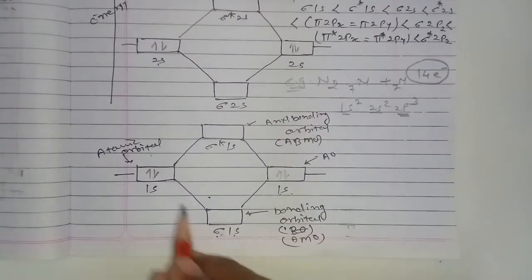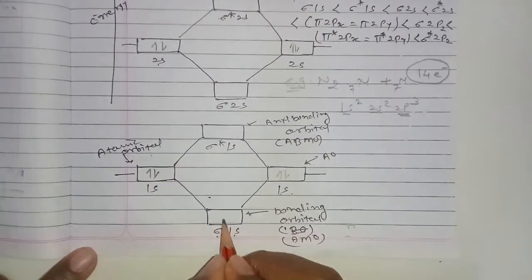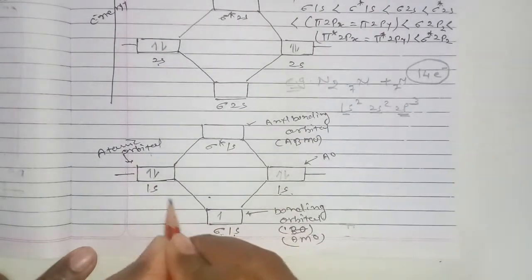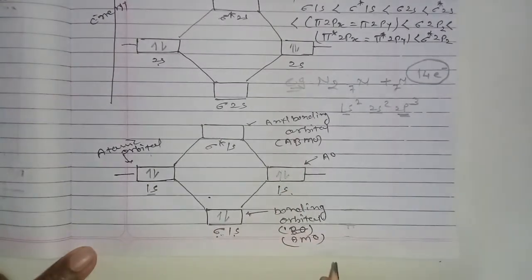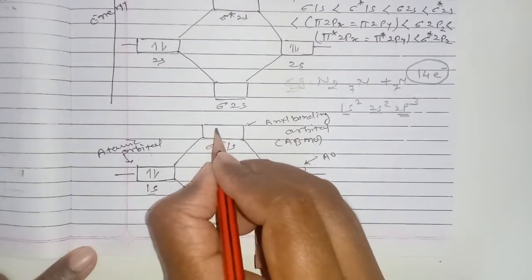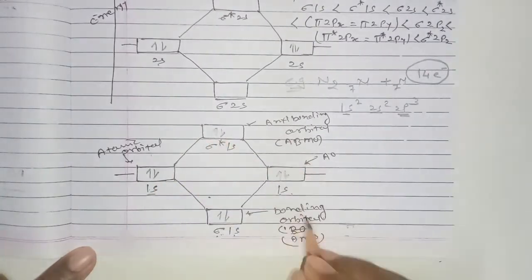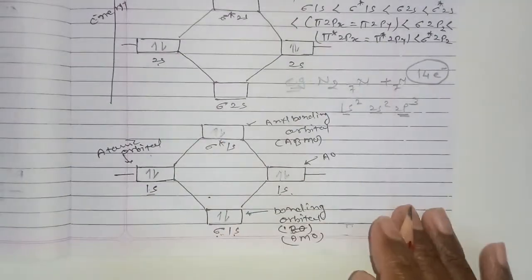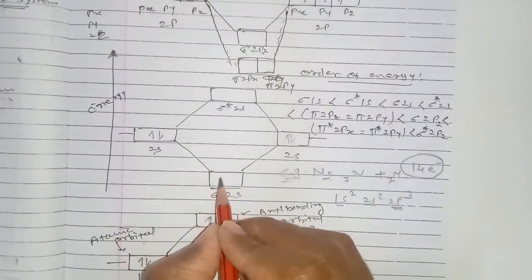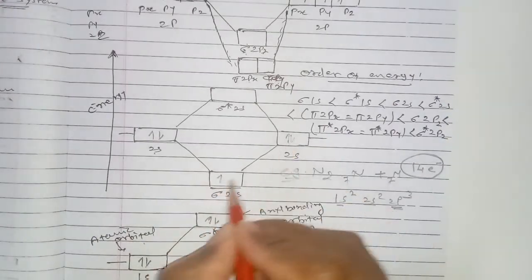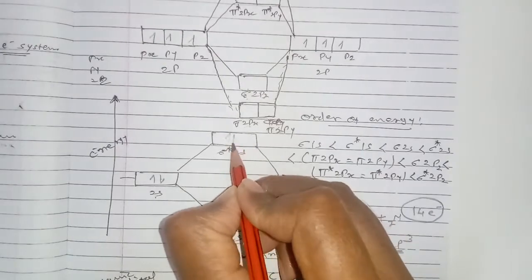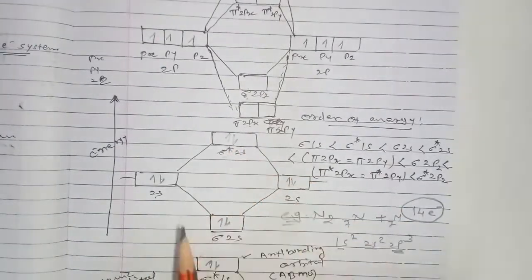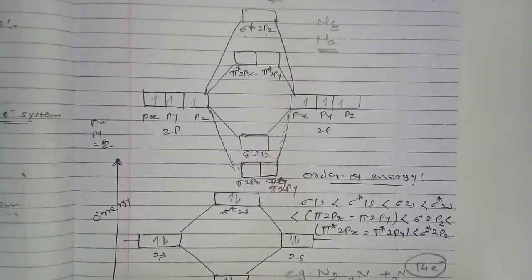Okay. Now the bonding orbital: 1 electron from the 1s orbital and 1 from the other 1s orbital, and 1 electron from each, so a total of 4 electrons. Then the same condition holds for the antibonding orbital: 2 electrons in the antibonding 2s.